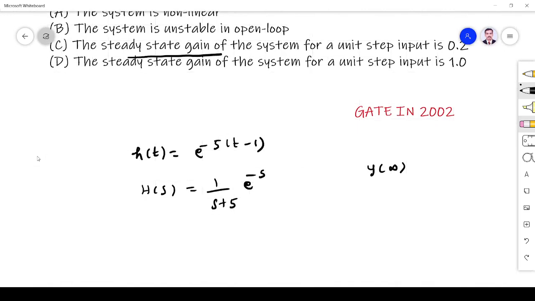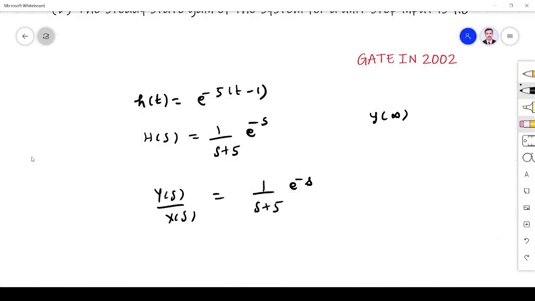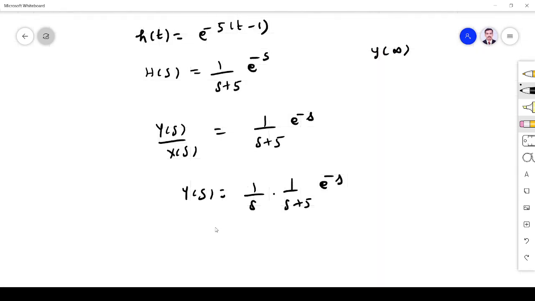Right? Okay. So what is H of s? Y of s divided by X of s. That is 1 by s plus 5. What is the input? Step input. For step input, Laplace transform is 1 by s. So output Y of s is equal to X of s times H of s, which is 1 by s times 1 by s plus 5 e power minus s. We have to find what is the steady state value at infinity.